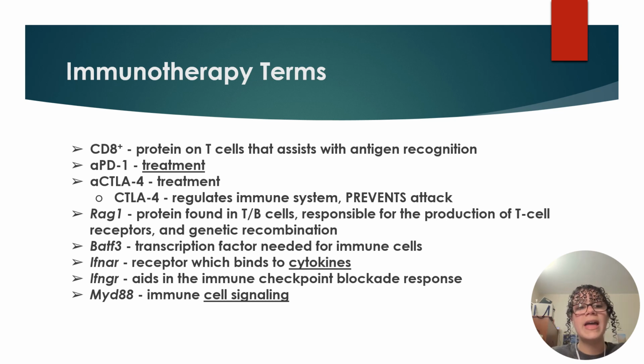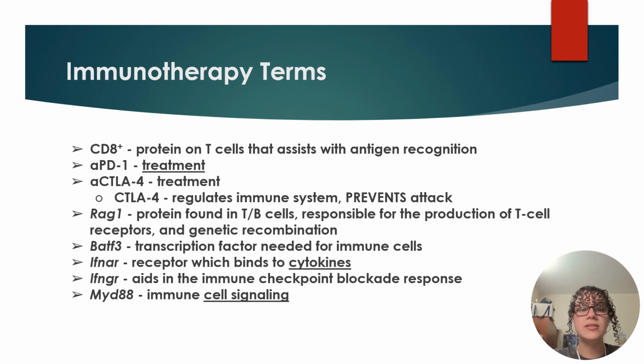Then we have another treatment called anti-CTLA4, and in order to understand how this one works, we have to first know that CTLA4 helps regulate the immune system, preventing attack. This lowers our anti-cancer response. Now we have things that are found within T and B cells.